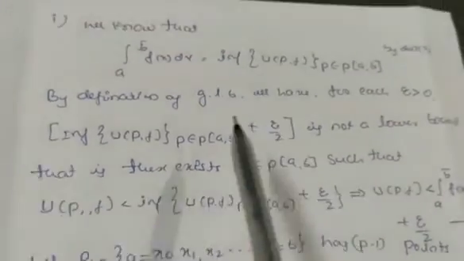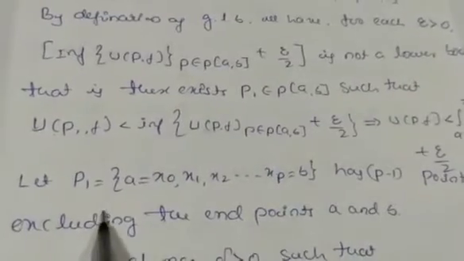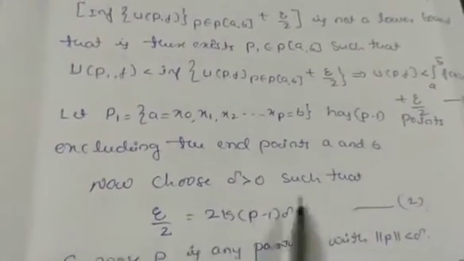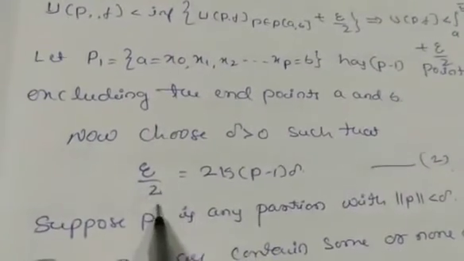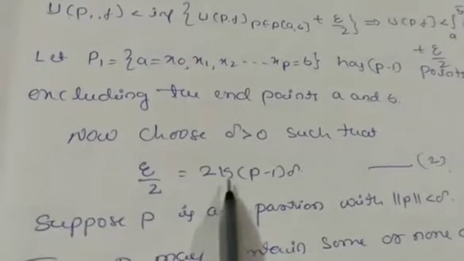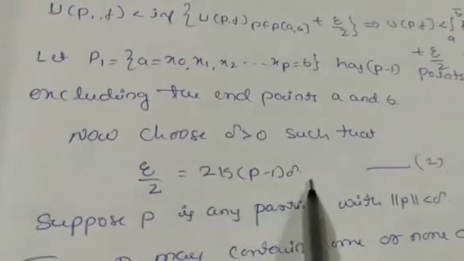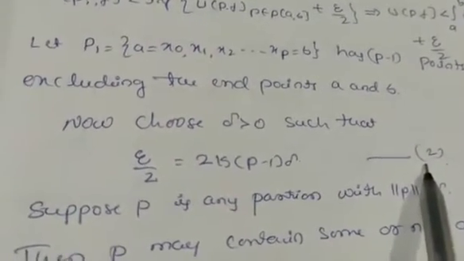So here this is the partition P1, we have divided, it has p minus 1 points, no? So excluding endpoints. Now you have to choose epsilon greater than 0 such that epsilon by 2 is equal to 2k into p minus 1 into delta, and take this one as equation number 2.